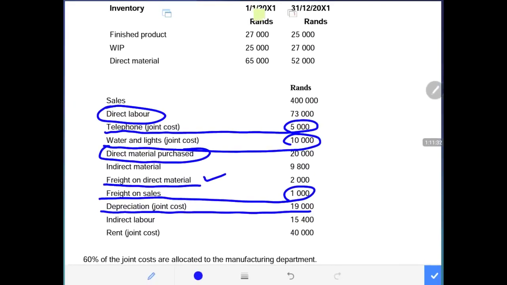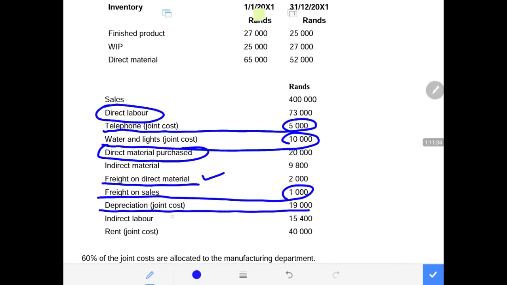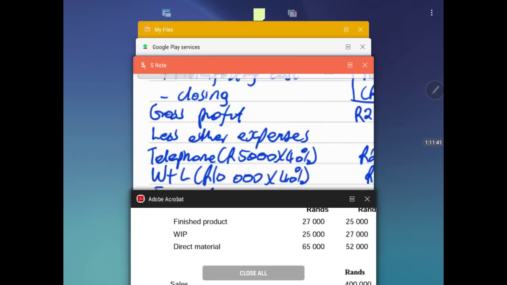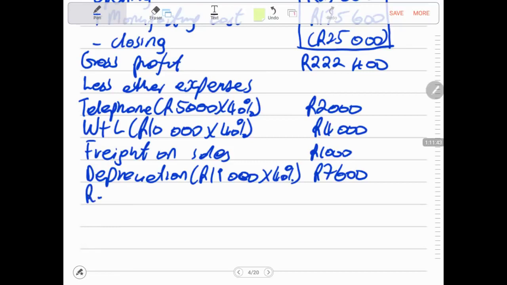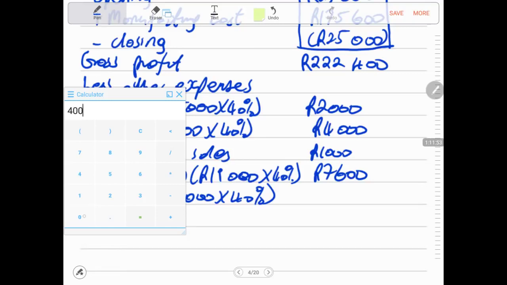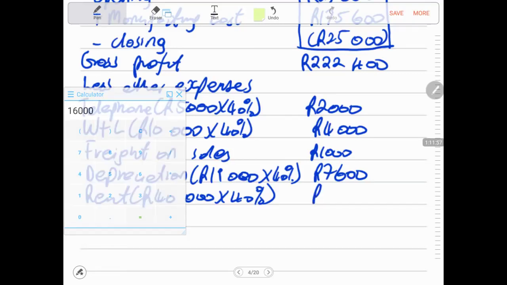Then we look for another expense that is not manufacturing. This one is manufacturing related. Rent is 40% of rent. Therefore, now we account for rent, and 40% of that 40,000 is non-manufacturing. After accounting for that, 40,000 times 0.4 gives me 16,000 rand.